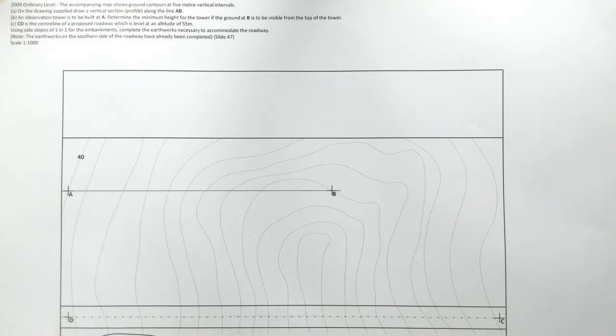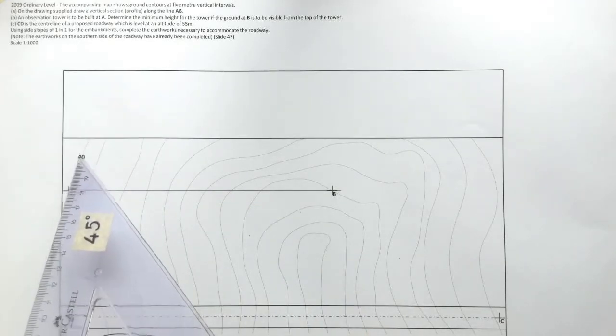And it says, you can see on the south side of the road, it's not in the picture, but on the south side of the road the earthworks are already done. So starting off, what we're going to do is part A, draw a vertical section profile along the line AB. So just looking at our contours, we can see this contour is at 40.